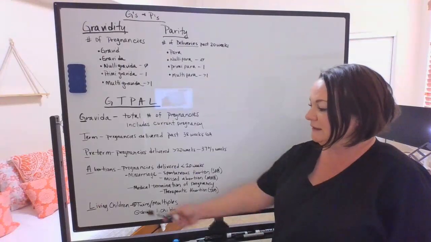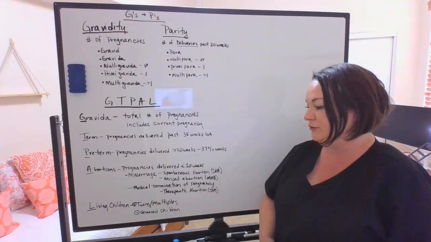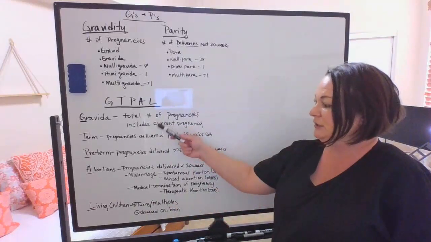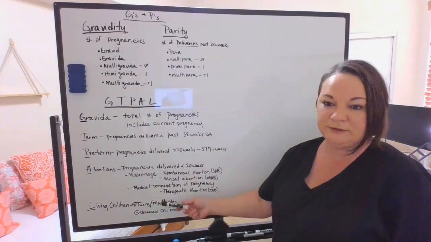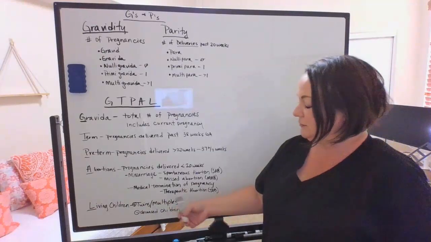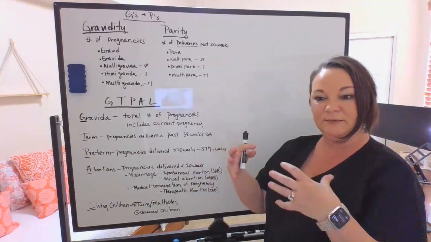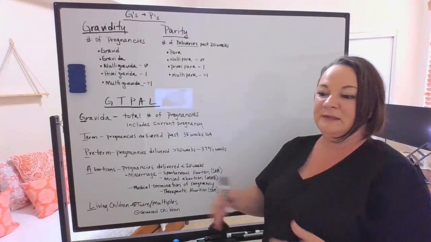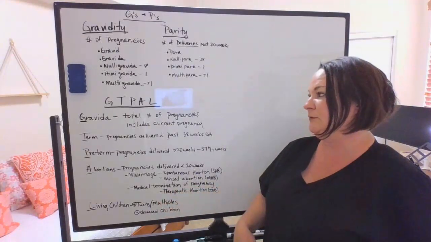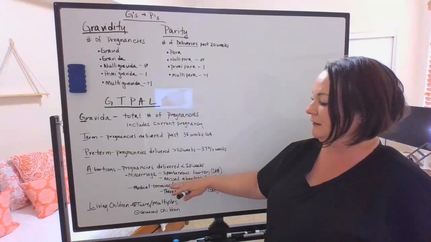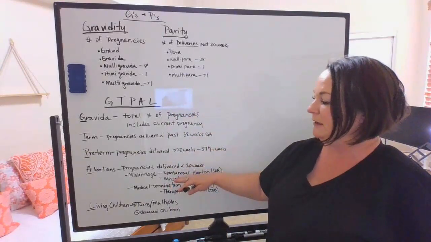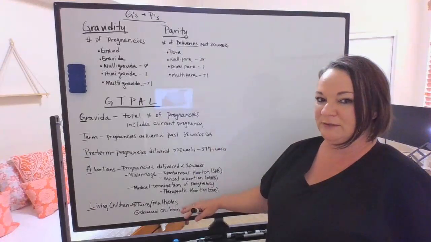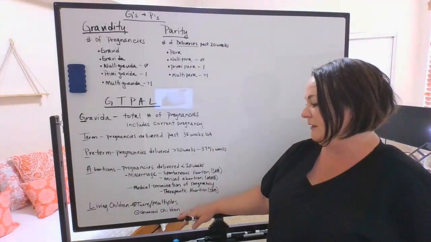The last letter is L, living children. That's where our twins come into play. So each multiple, twins are multiples, right? Each multiples is technically one pregnancy, right? Even though there are multiple babies in there. And this is where we would count those multiple babies. They only get one in each of the categories above because it's just one pregnancy. And then this is where we would add our multiples.